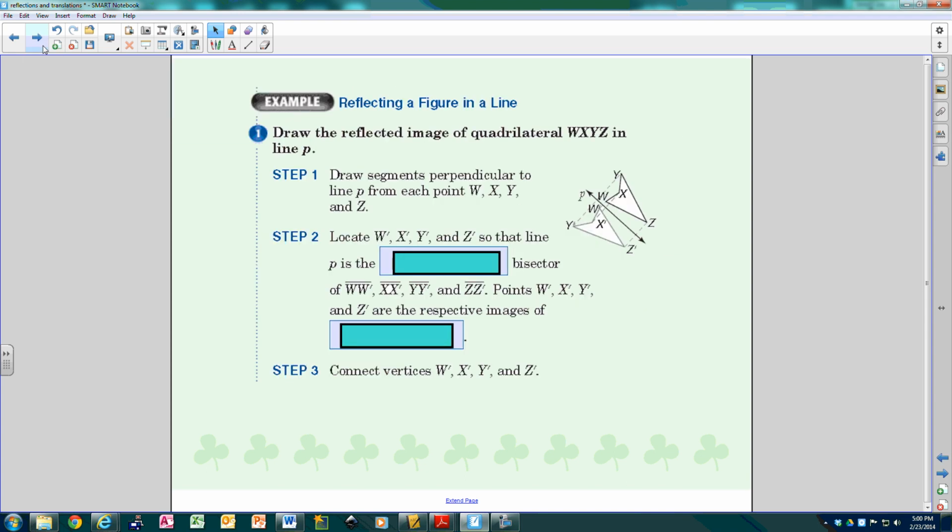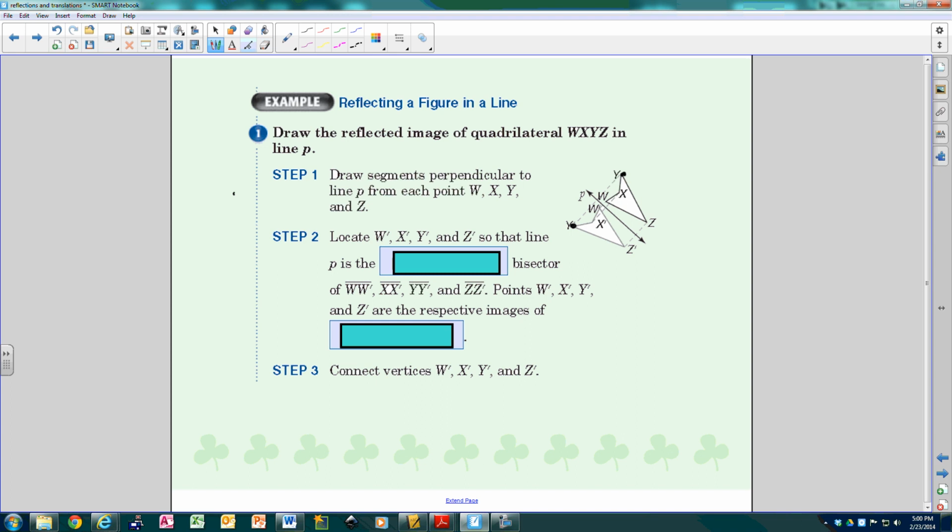So let's see what that looks like. For example, we're going to draw the reflected image of quadrilateral WXYZ. So we're going to take this one up here, the original. The original has no little tick marks. And we're going to reflect it over line P. So we're going to take this image and we're going to flip it over. And if you'll notice, see how point P is way over here now? Because we're taking it and we're flipping it.